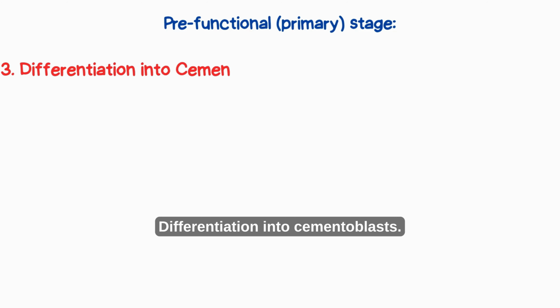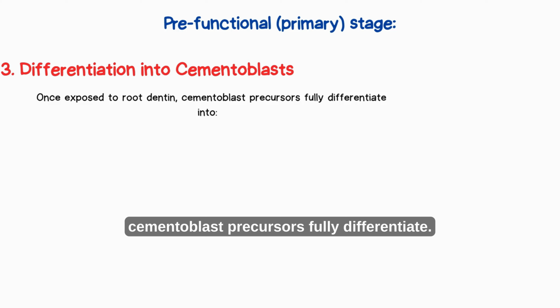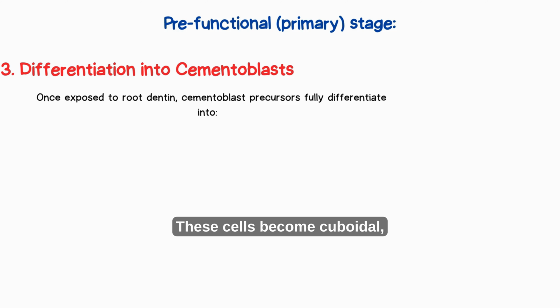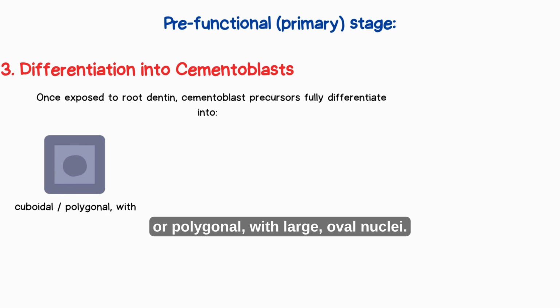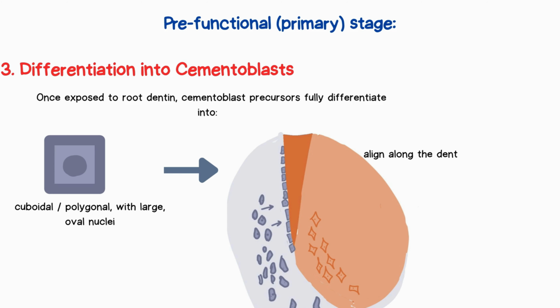3. Differentiation into cementoblasts. Once exposed to root dentin, cementoblast precursors fully differentiate. These cells become cuboidal or polygonal, with large oval nuclei, and align themselves along the dentin surface.